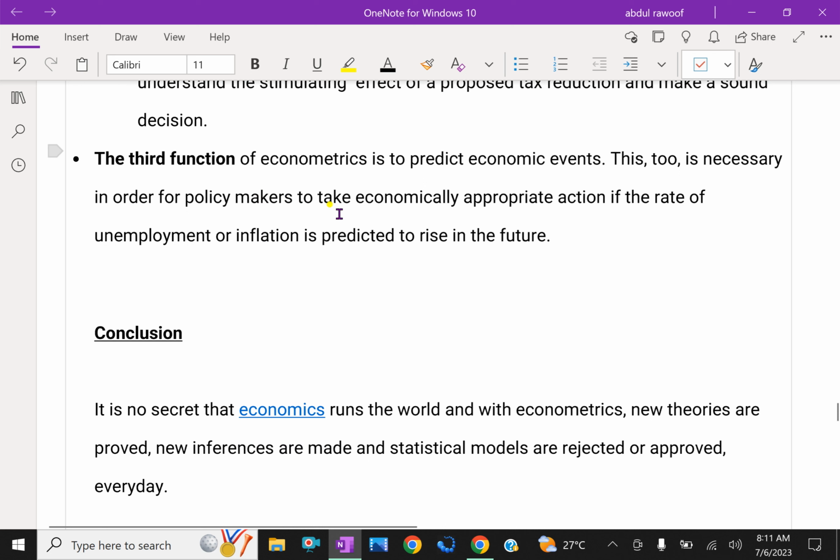The third function of econometrics is to predict economic events. This too is necessary in order for policymakers to take economically appropriate action if the rate of unemployment or inflation is predicted to rise in the future.